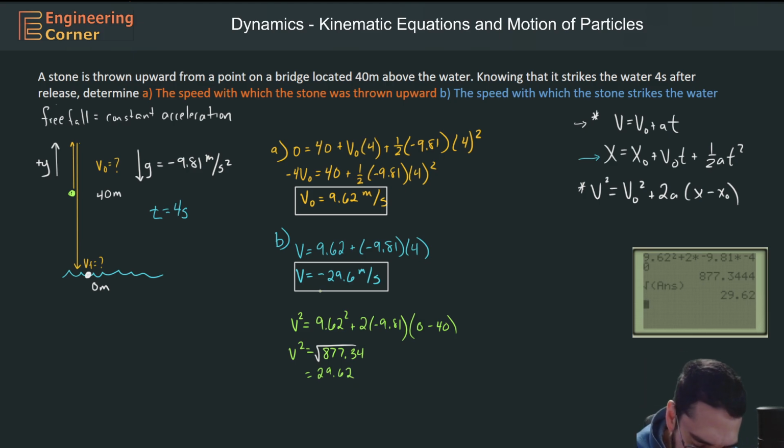Well, what happened? In this case, we solved directly and we got this minus sign. In this case, we don't have that minus sign. But you have to remember when you're taking the square root, what you're really getting is plus or minus 29.62. And you have to use the context of the problem to know that we are moving down, right? We are moving down because the stone is falling. So we have to choose this negative value of the square root.